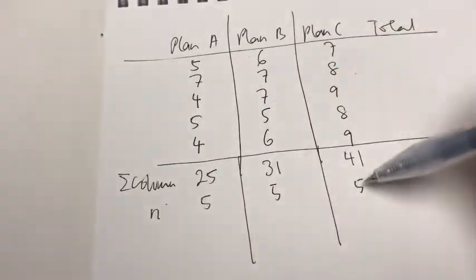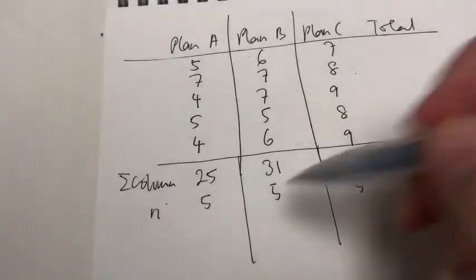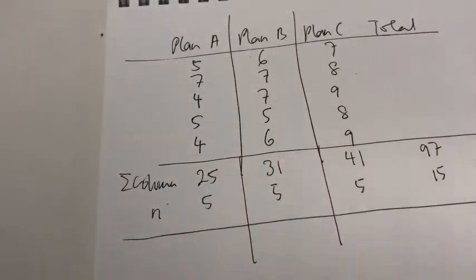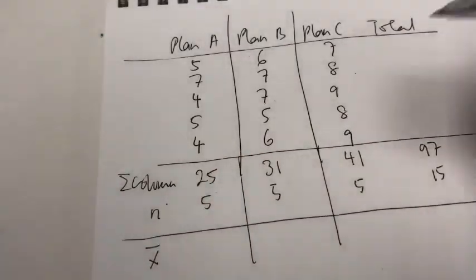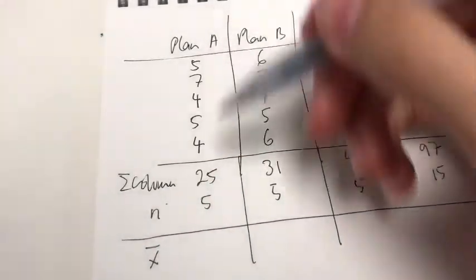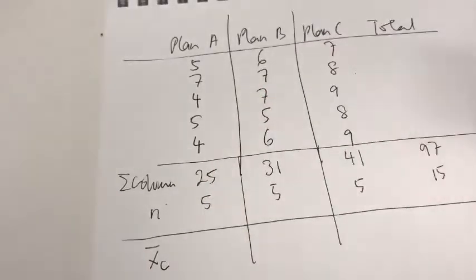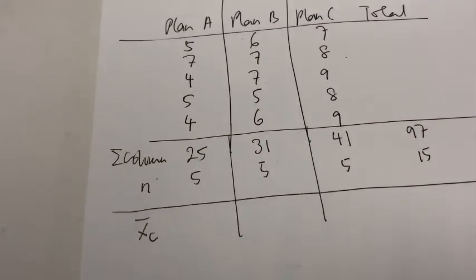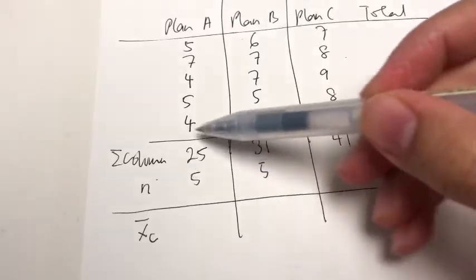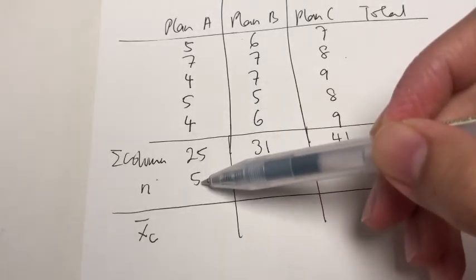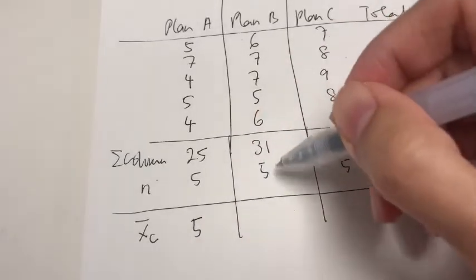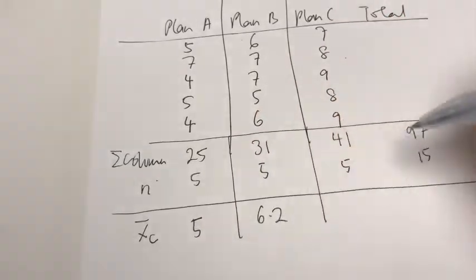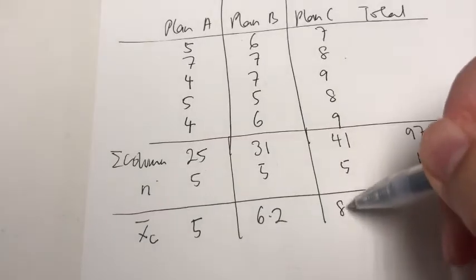Again, we add horizontally, here's 15. So what we are doing is basically we're going to calculate the mean. We're actually going to calculate the mean for each column. So this is our x bar subscript c. So how to do that? The sum of the items divided by the total number of items. 25 over 5, you get 5. 31 over 5, you get 6.2. And 41 over 5, you get 8.2.